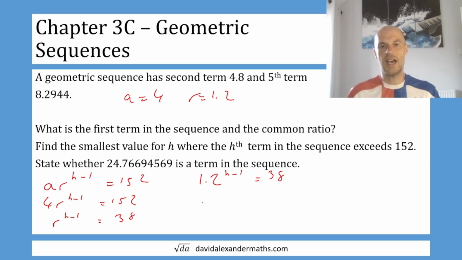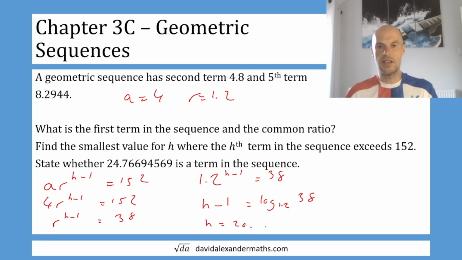So what I can say is that h minus 1 is the log 1.2 of 38. So therefore, let's just type that in, log 1.2, 38, that is 19.95, but that's h minus 1. So if I add 1, I'm going to get that h is 20.95. So remember that h is a term in the sequence, so it's either the 20th term or the 21st term. The 20.95 will give me 152, so we just need to round it up so that it exceeds 152. So here h is going to be 21.